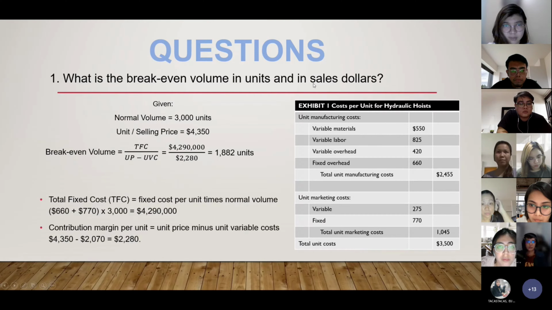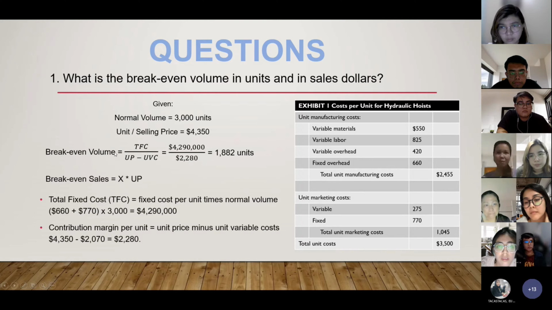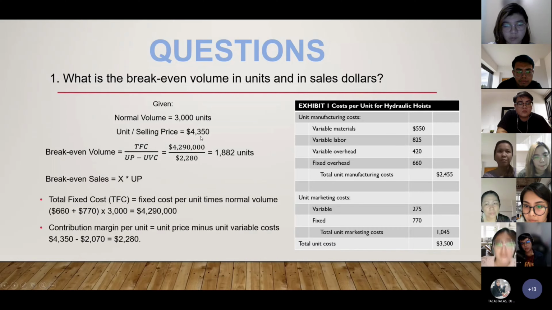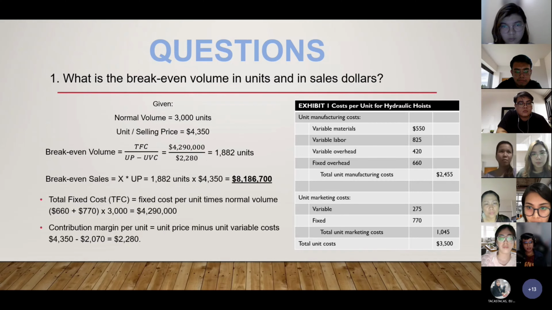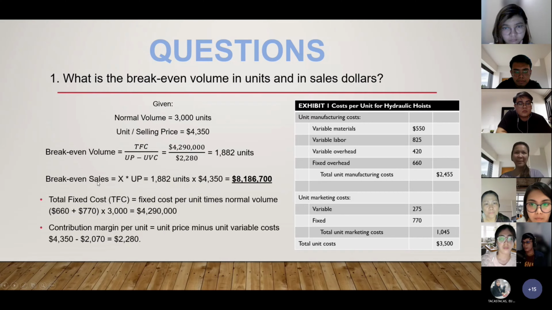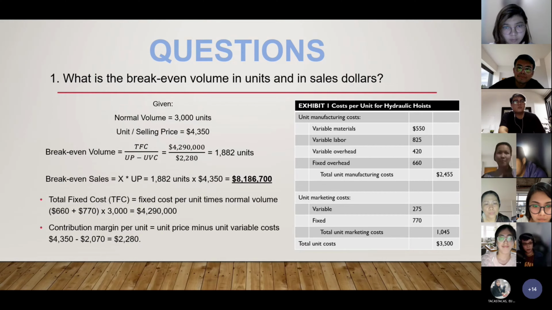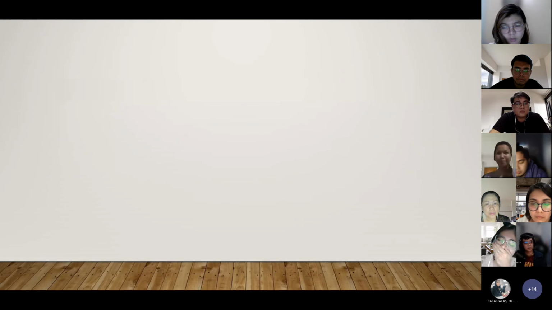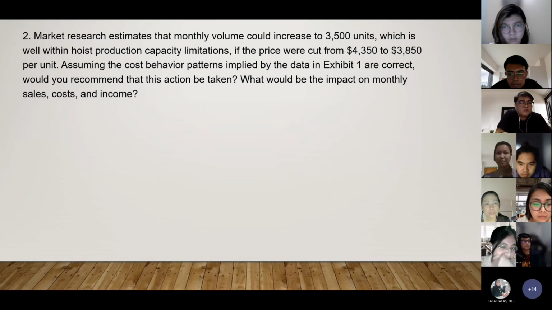So next na kukunin natin is yung break-even in sales dollars. So simply multiply the break-even volume times the unit price. So 1,882 units times our selling price, $4,350, is equal to $8,186,700. So that's going to be our break-even sales. Nakuha po ba? Are you with me here po, ma'am, sir? Yes. Yes, sir. So now let's proceed to question number 2.